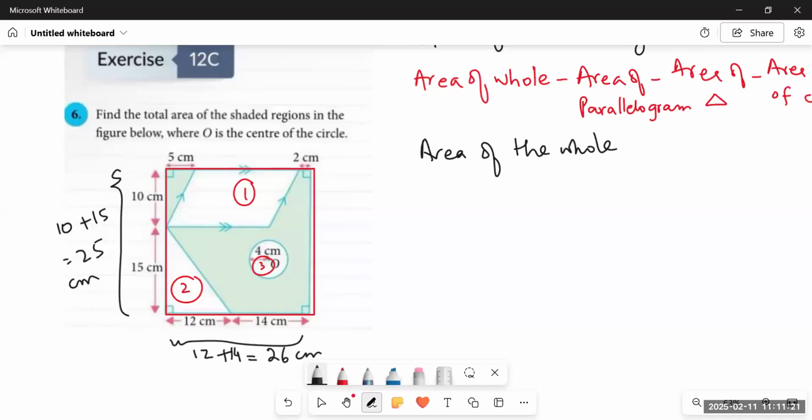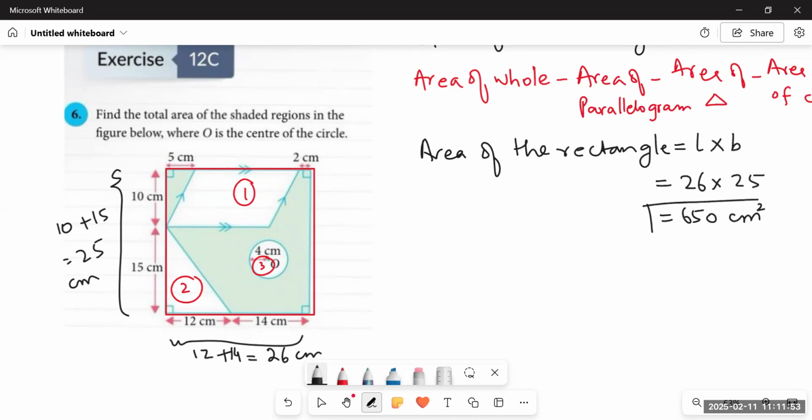Now we can write it as the area of the rectangle. Why? Because the length and breadth are not equal to each other. So first we are going to find out the area of the rectangle, which would be length multiplied by breadth. The length is 26 centimeters and the breadth is 25 centimeters, right? So we will multiply 25 with 26. The answer is 650. It means the area of this whole rectangle is 650 centimeter square. Okay, this we are going to keep aside. This is the area of the whole shape.